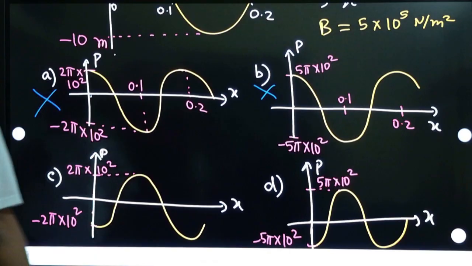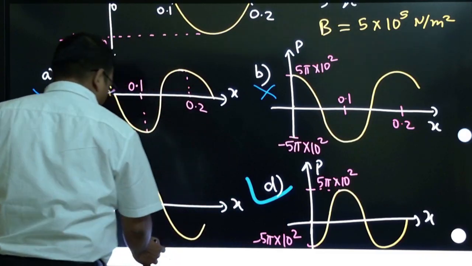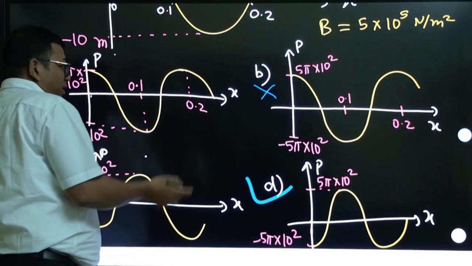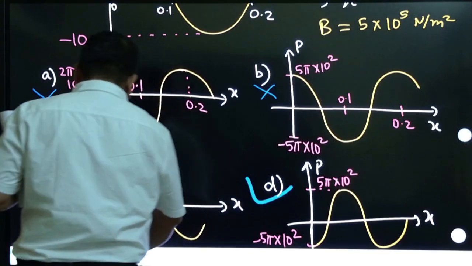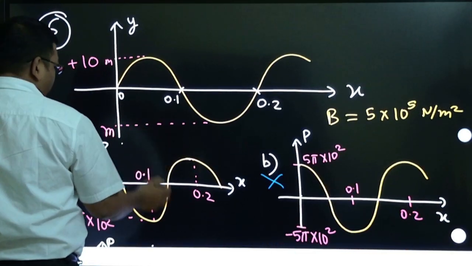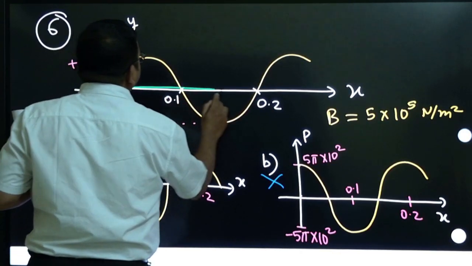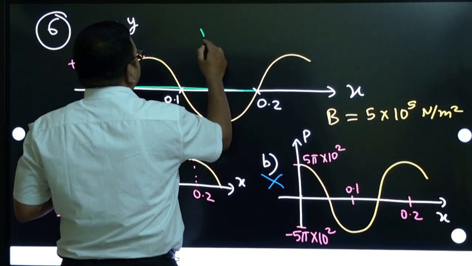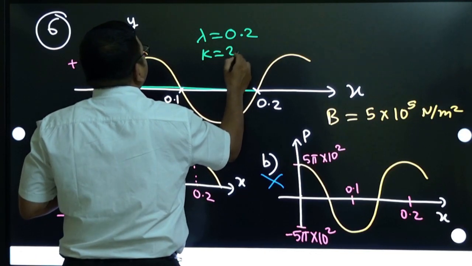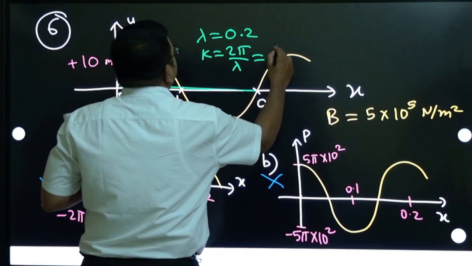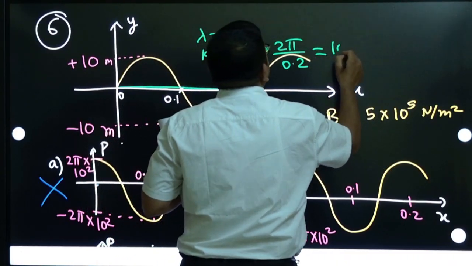Option D, yes, you are right, correct. You got this. Okay, so B is already given, and amplitude Ka, from there we will calculate. So from this, what can we get? K means wavelength we can get. So from here, this lambda is 0.2. Once you got lambda, K is 2 pi by lambda. That means 2 pi by 0.2. So that means it becomes 10 pi.